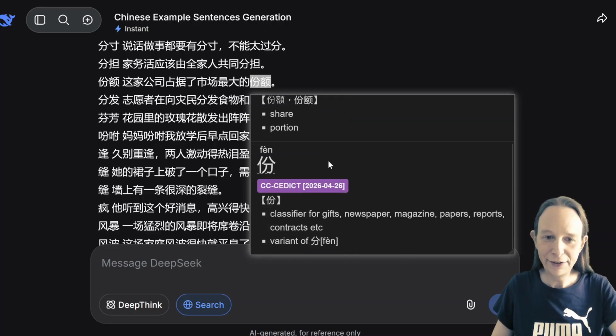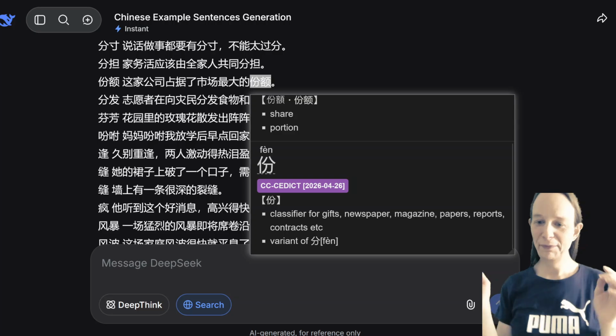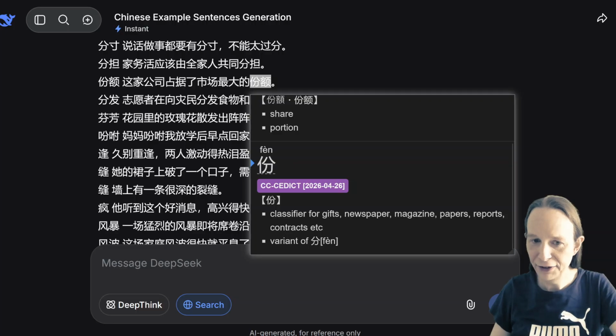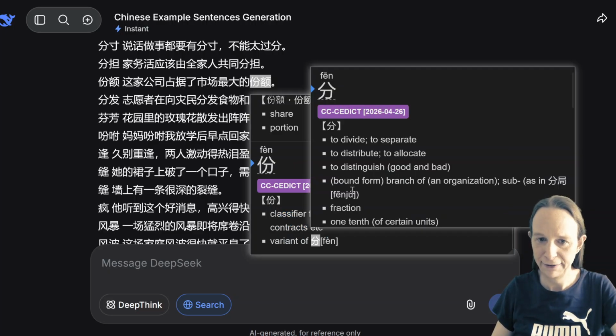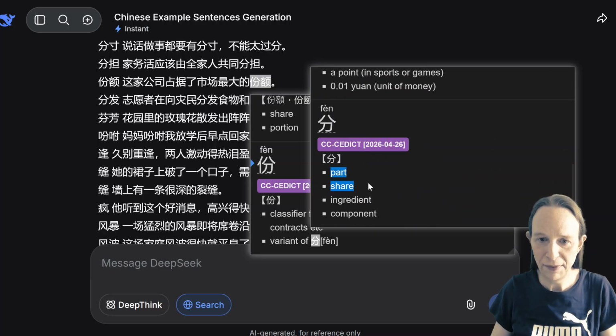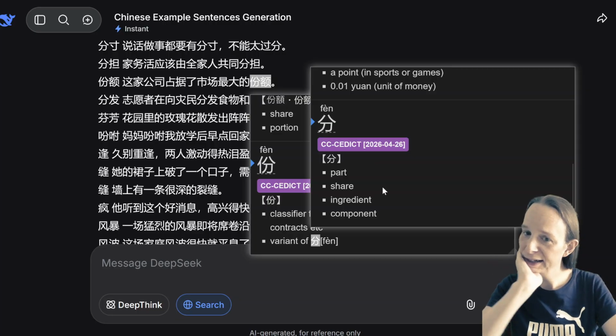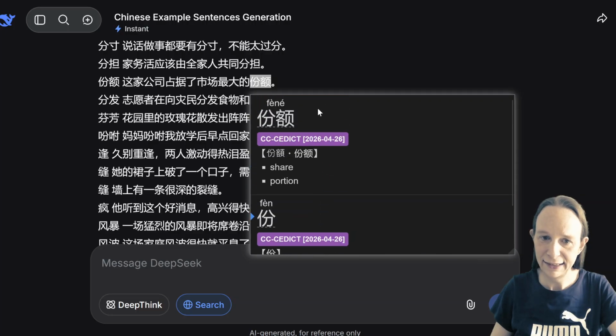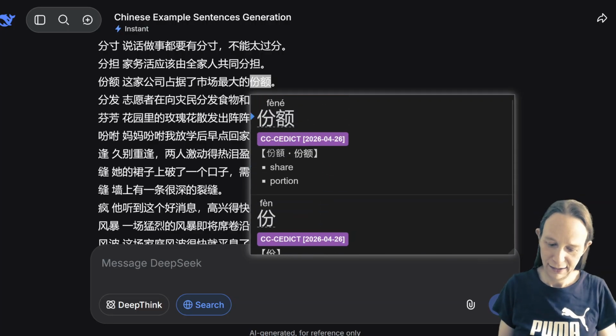Yeah, it's not in the dictionary. It's probably some sort of business jargon. Okay, 份. 份 is usually used for portions. So divides, no, fourth tone. Part, share, ingredient, component. So when it's fourth tone, you can also write it like this. 份额. Alright.